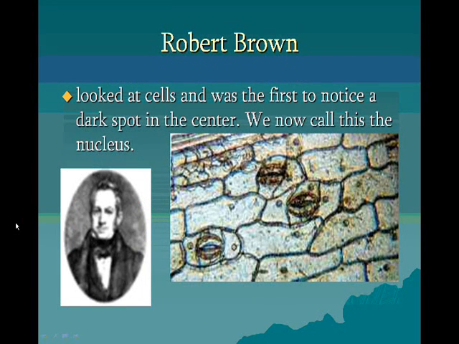Robert Brown is an individual who discovered the nucleus. He was able to see the nucleus here. These are the darker spots in the center of the cell. He didn't name them a nucleus. He was just the first person to notice that cells had them. Now we call it a nucleus, but Robert Brown was the one to discover it.